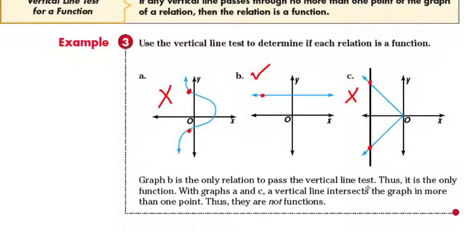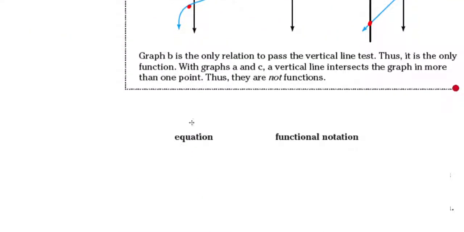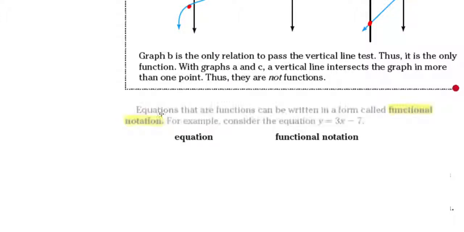Okay, thus they are not functions. Okay, let's take a look at this one. We also know that equations that are functions can be written in the form called functional notation. For example, let's consider the equation y equals 3x minus 7. So the equation is written as y equals 3x minus 7.